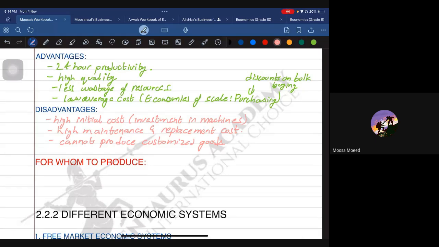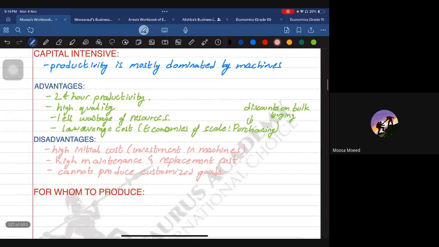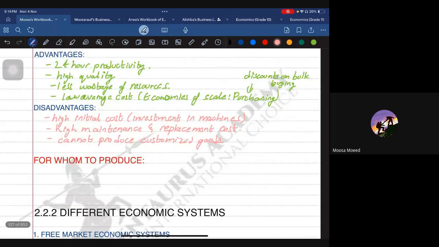Okay, the next one is, first you write this down, then I'll write. For whom to produce? This is the third economic question. If we talk about the private sector, for whom do they produce the goods? The private sector makes products for those who are profit making firms. They can make it for everyone, but whom do they have to sell to? Who can afford to pay?